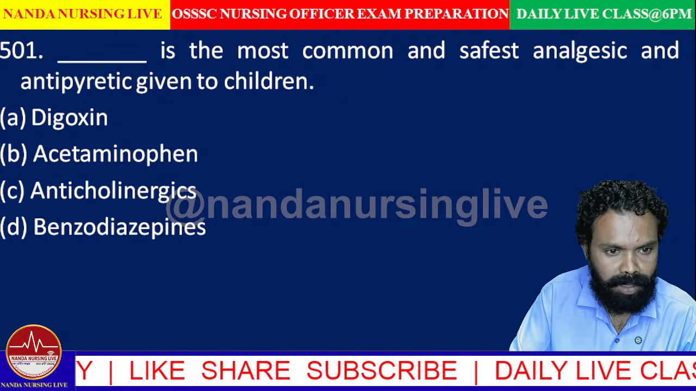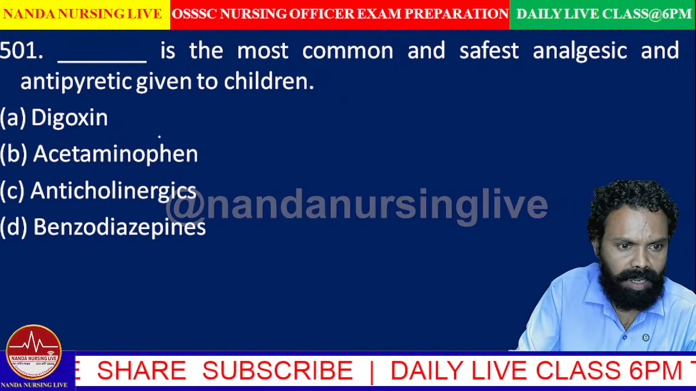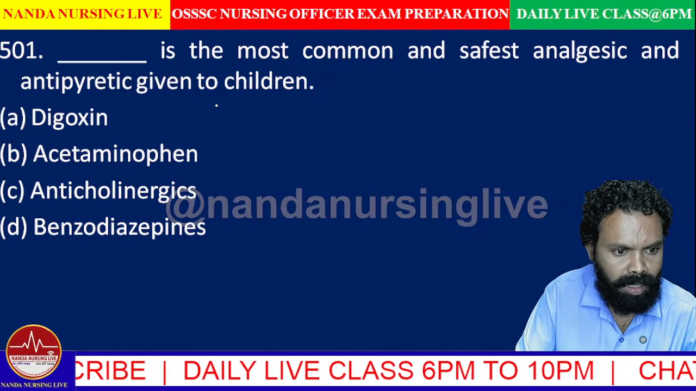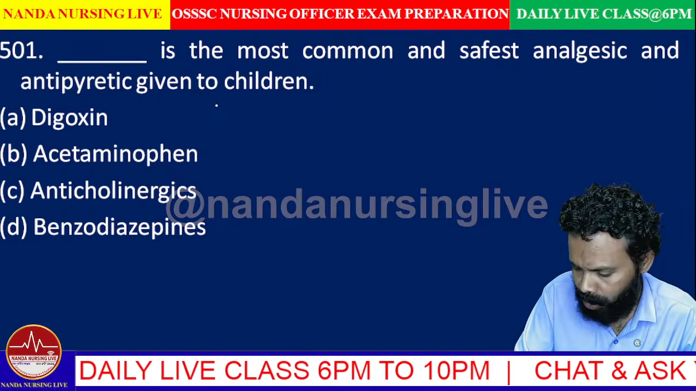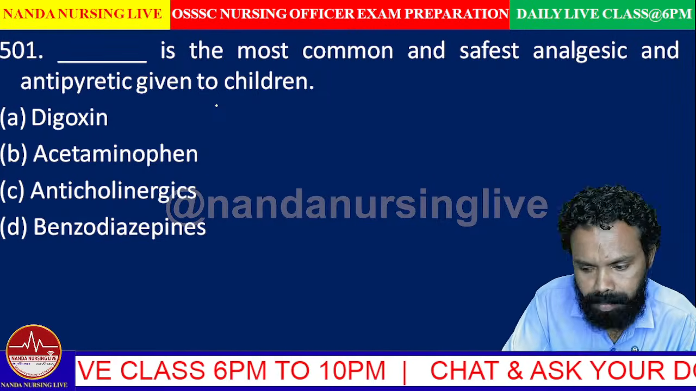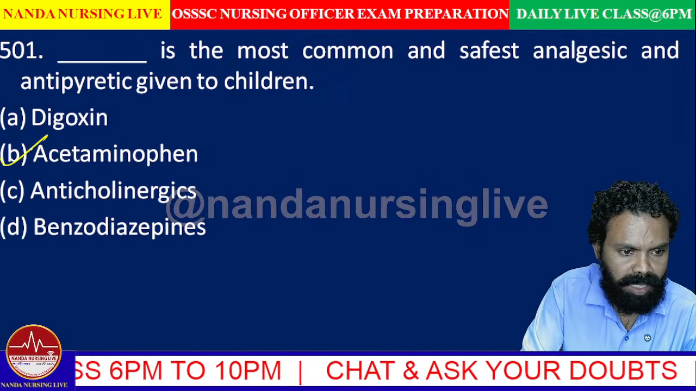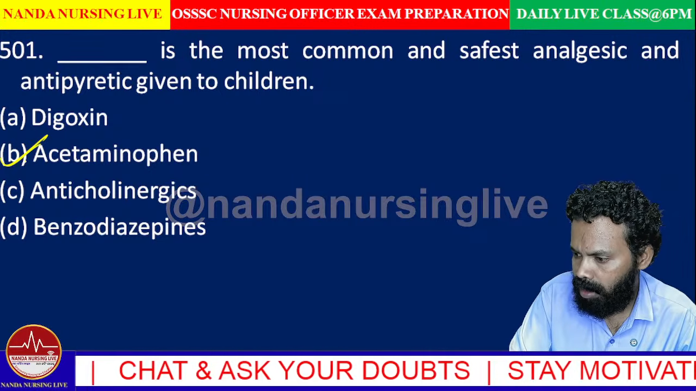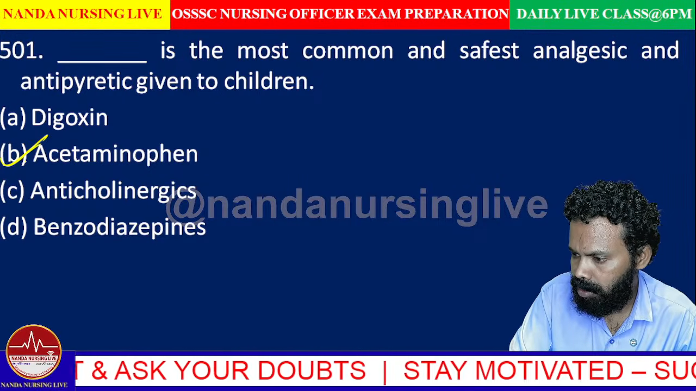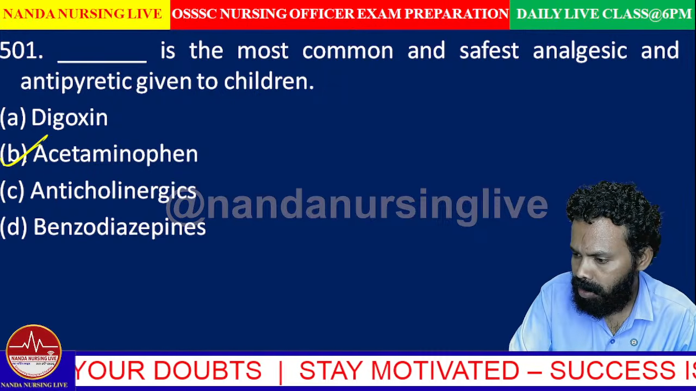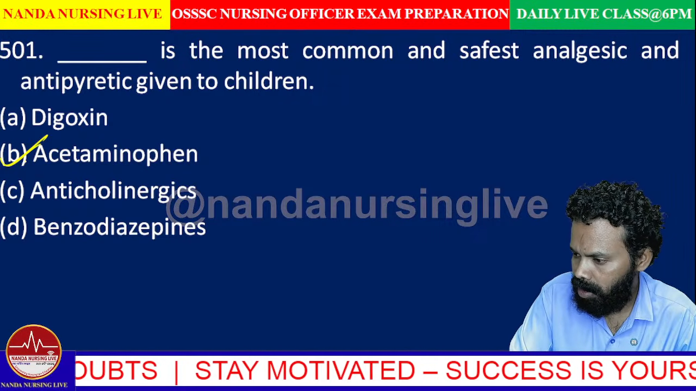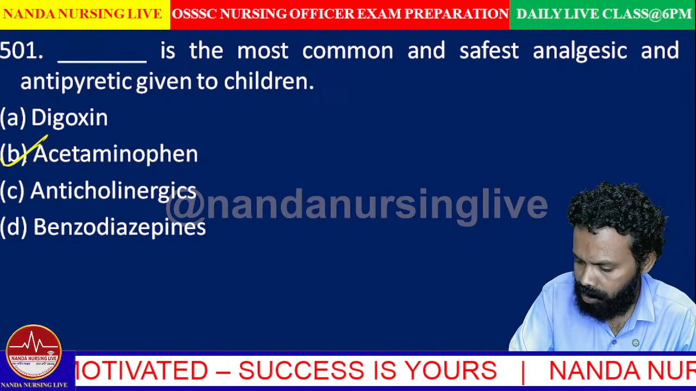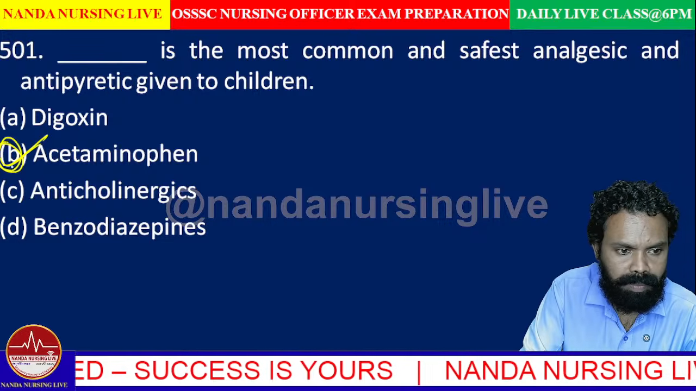Question number 501: ___ is the most common and safest analgesic and antipyretic given to children. Option A is digoxin, option B is acetaminophen, option C is anticholinergics, option D is benzodiazepines. Which option is the correct answer? Yes, the correct answer is option B, acetaminophen. It is the safest analgesic given to children, and it is commonly used for fever, headaches and other minor aches. So the correct option is B.